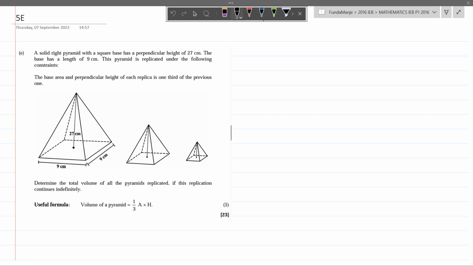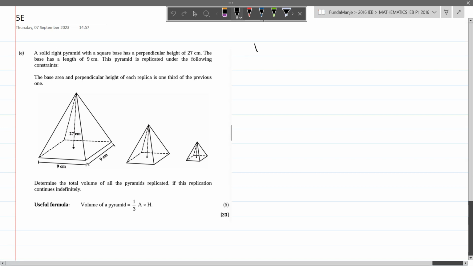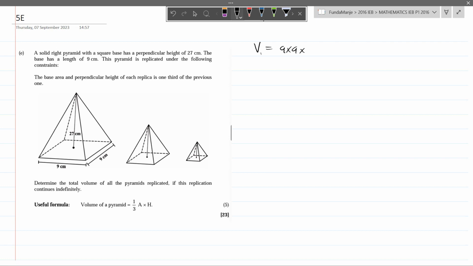The volume of a pyramid can be assumed to be 1/3 multiplied by A multiplied by H, A being the area of the base. So we can calculate the volume of the first one. The volume of the first one will be the area of the base, which is 9 times 9, multiplied by the height, which is 27. This gives us 729, and this is in centimeters, so centimeters cubed.